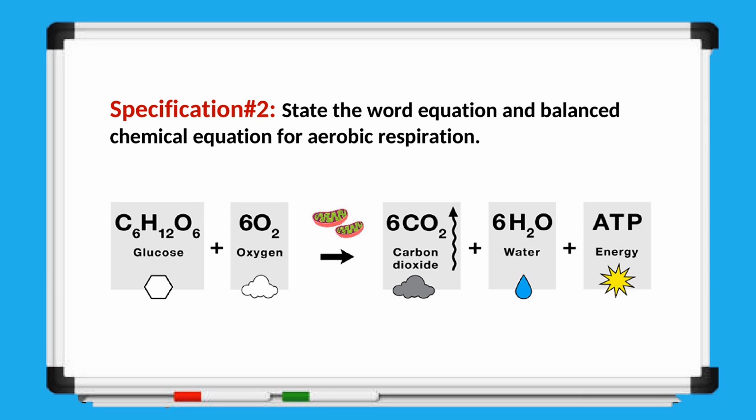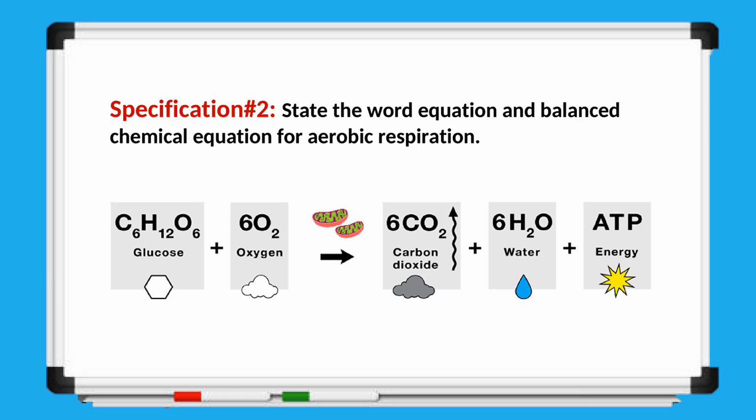Next, we move on to specification number 2, which asks us to state the word equation and the balanced chemical equation for aerobic respiration. Also, keep in mind that aerobic respiration occurs in the mitochondria of the cell. So, in words, aerobic respiration can be written as glucose plus oxygen gives carbon dioxide, water, and energy. And in its balanced chemical form, it is C6H12O6 reacts with 6 molecules of O2 to produce 6 molecules of CO2, 6 molecules of H2O, and energy in the form of ATP.